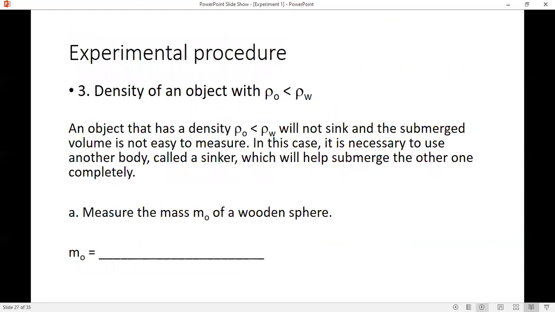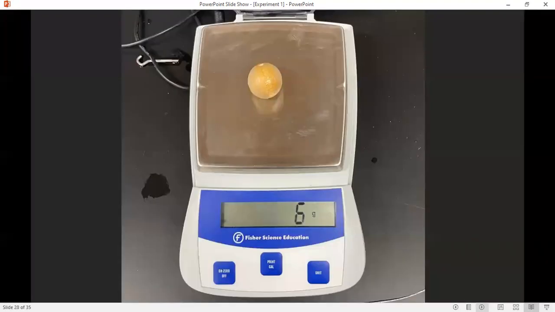Now we're going to do a density of an object which is less dense than water. We're going to use wood. So we'll start out by, again, measuring the mass of the wood. Okay, the mass of the object, MO. And there's my little piece of wood right there. I measure its mass. I get the value that you see.